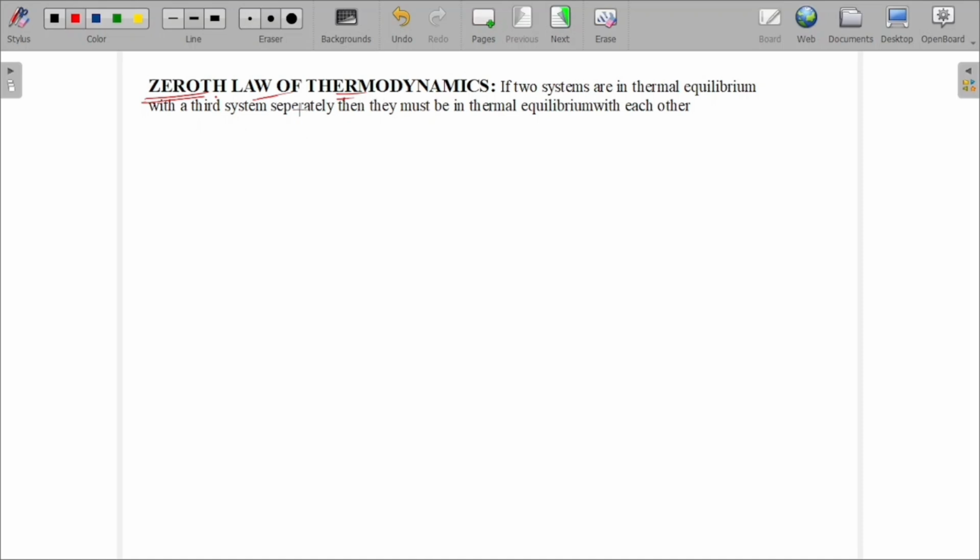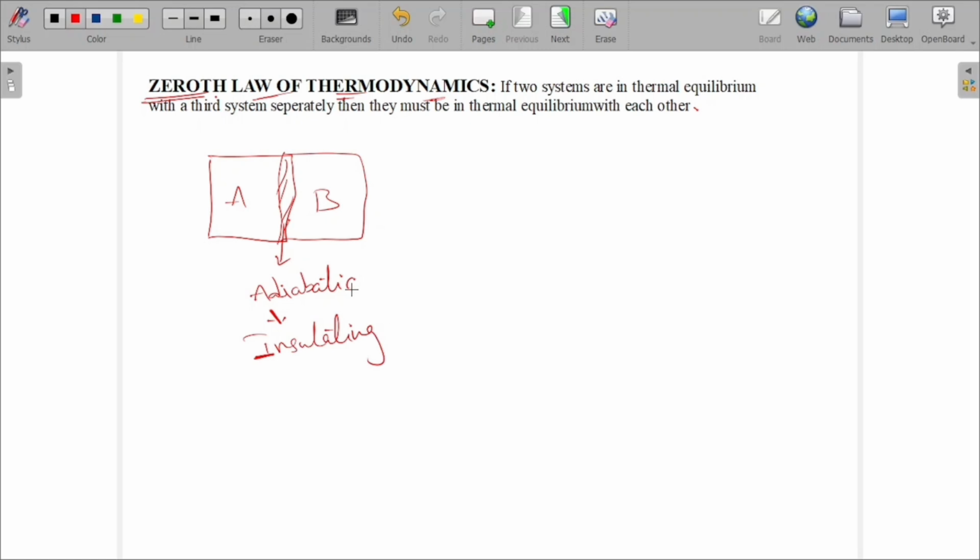So what is the zeroth law of thermodynamics? If two systems are in thermal equilibrium with a third system separately, then they must be in thermal equilibrium with each other. Let's see that. I have a body A and a body B. Two bodies are in contact, but here there is a wall called an adiabatic wall. What is meant by an adiabatic wall? An adiabatic wall is also called an insulating wall, so that no current will flow through it.